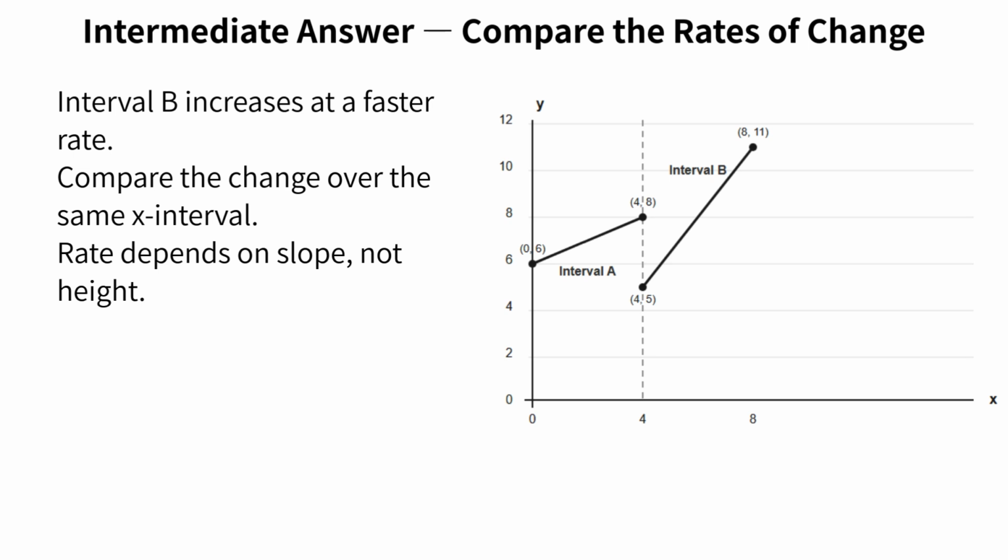Over an equal x interval, the graph rises much more. That difference is critical. Even though interval B starts lower, it gains more value over the same distance. That means interval B has the steeper slope. And slope tells us the rate of change.